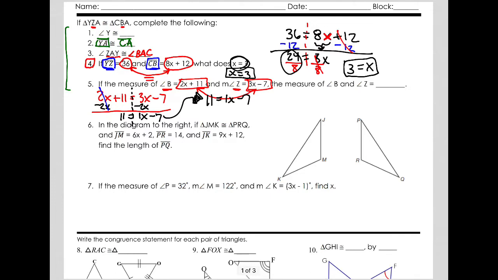Alright, so now we're going to add 7 to both sides because we want to get it away from the x. And so 11 plus 7 is 18. Remember, 1x is the same thing as just x, so I don't really need the 1 in front of it. So we know x is 18.